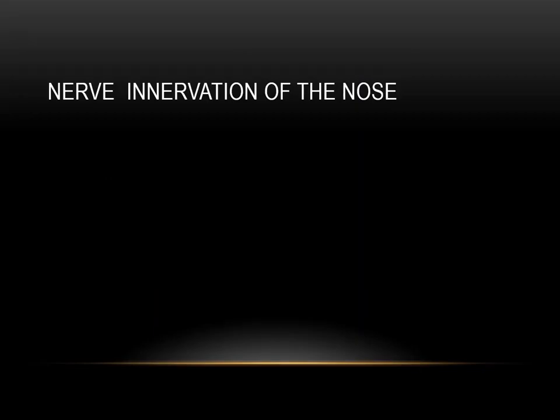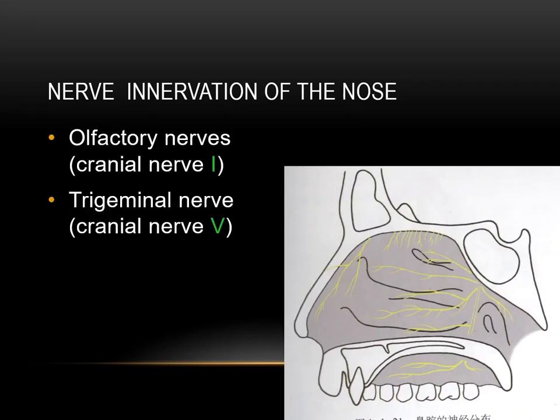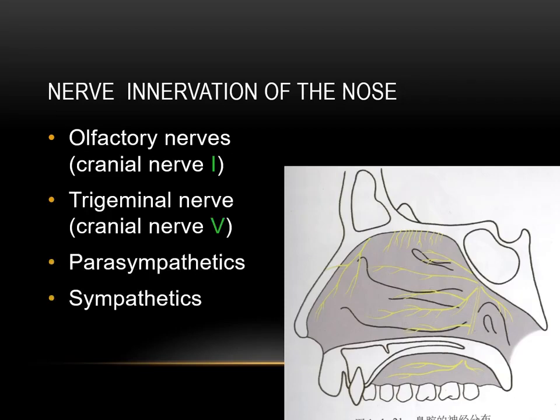So the nerve innervation of the nose is formed of olfactory nerves, which is the cranial nerve number 1, trigeminal nerve, cranial nerve number 5, parasympathetics, and sympathetics.